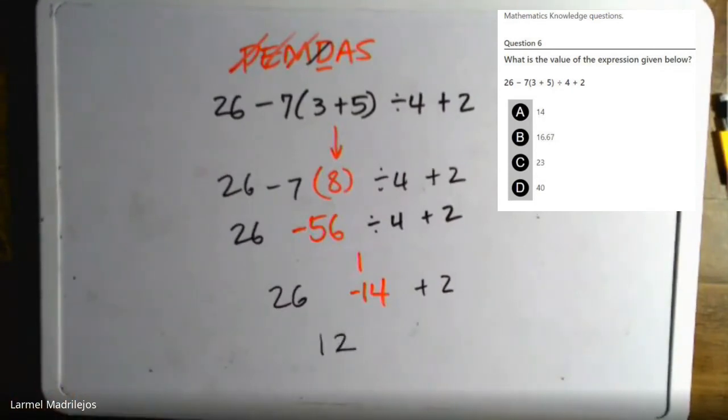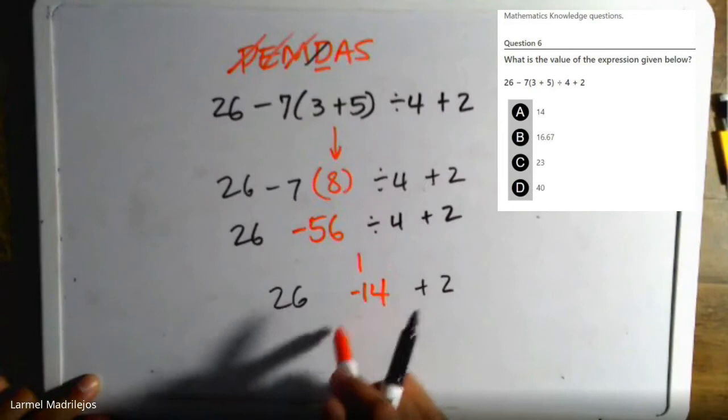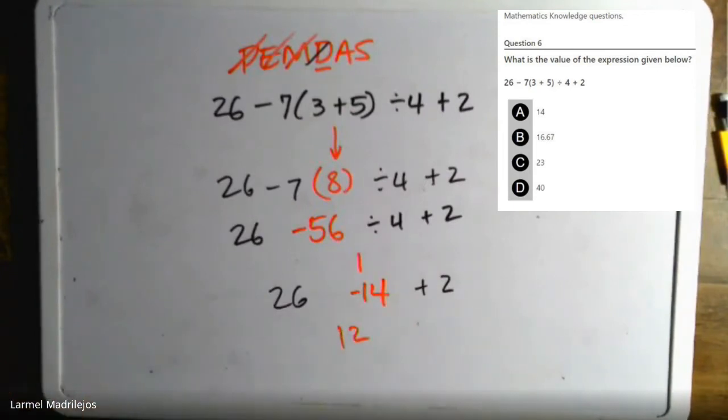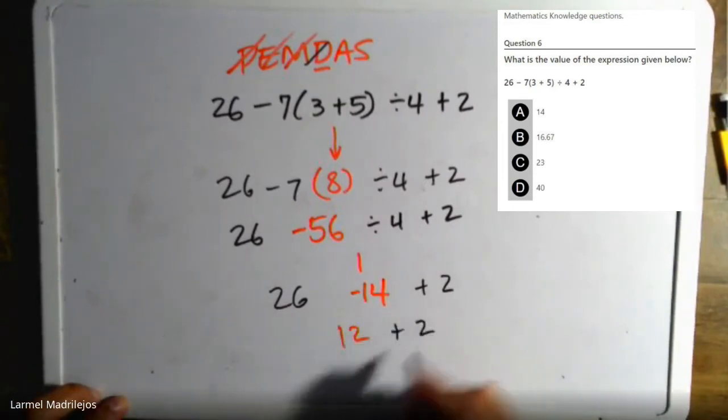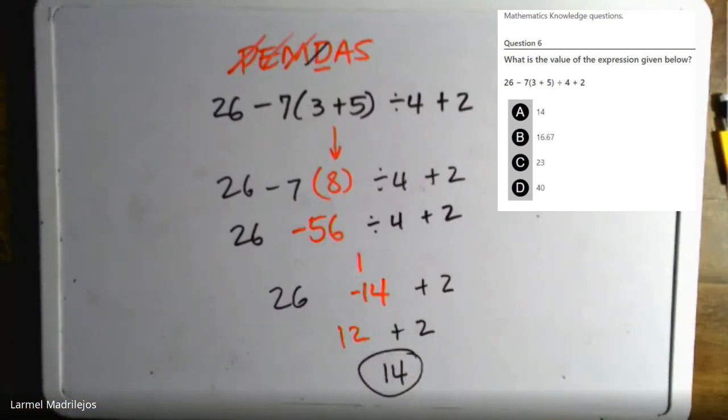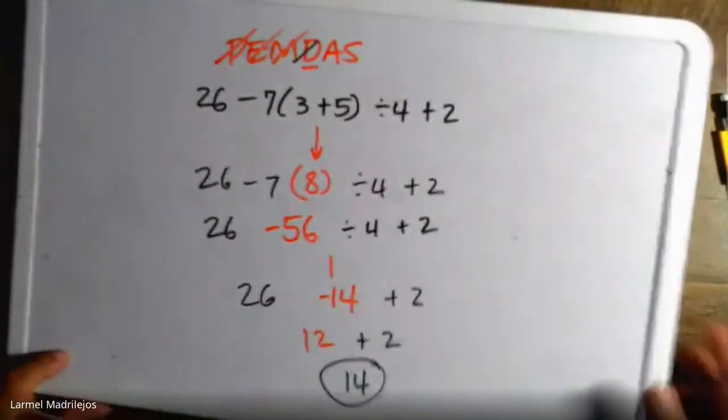Let's change the color. This is just 12, plus 2. 12 plus 2 is 14. Answer's letter A. Again, the answer is 14.